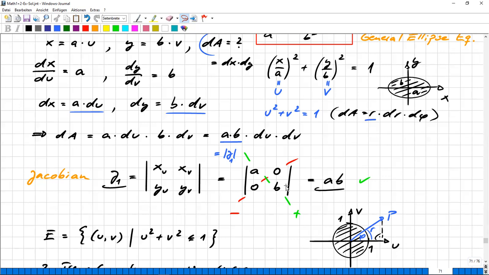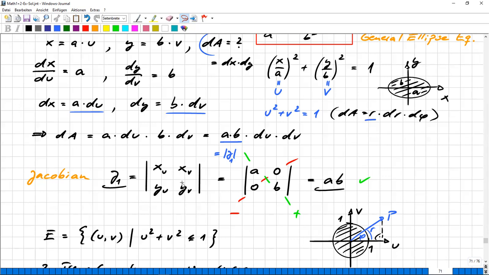Now, the determinant of this, of course, is the diagonal product, which is a times b, minus the second diagonal product, which is 0. So that's just, you could say, confirmation of the fact that this factor of a times b has to be included when solving an integral in order to calculate something which is related to the original coordinate system, but using the new coordinates. I hope you understand what I'm saying.